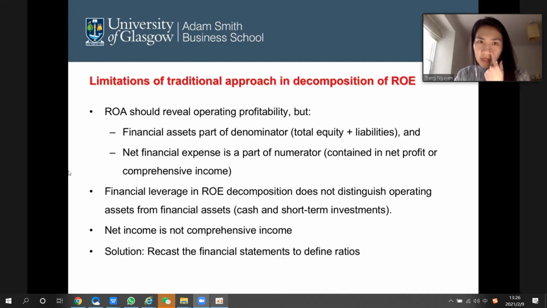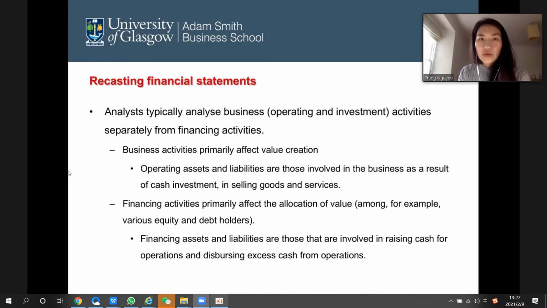But the limitation of this is again the firm's activities include financial activities and operating activities. But what we want to see is the effects of different aspects, financial activities and operating activities, and how they affect the return on equity. Therefore, we have the alternative approach. The alternative approach is a way in which we split operating activities and financing activities.